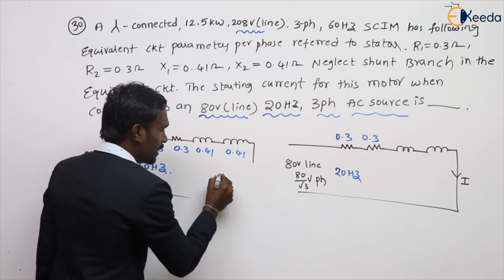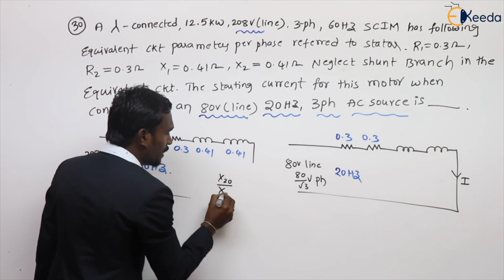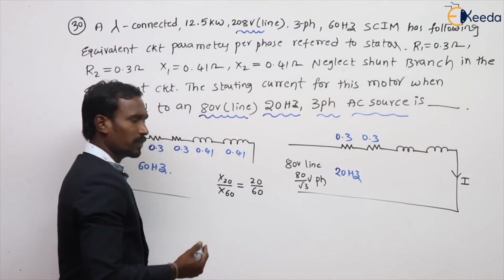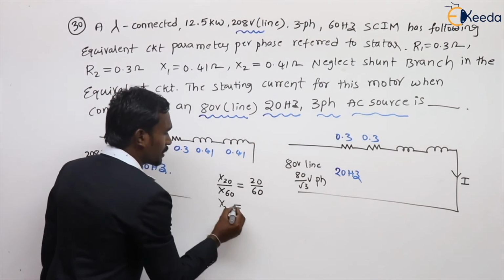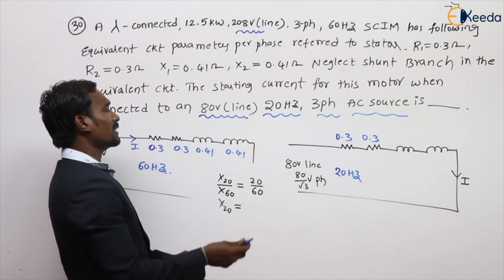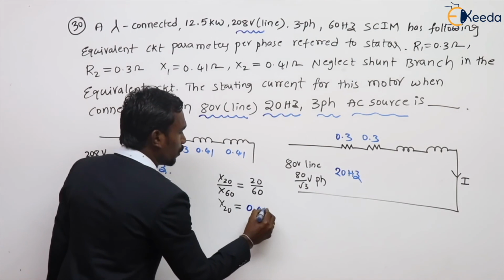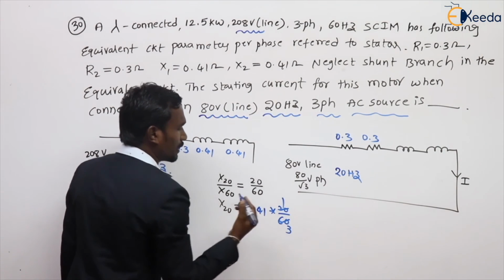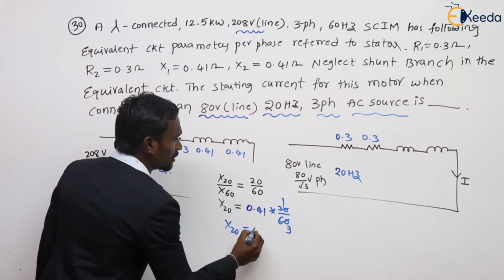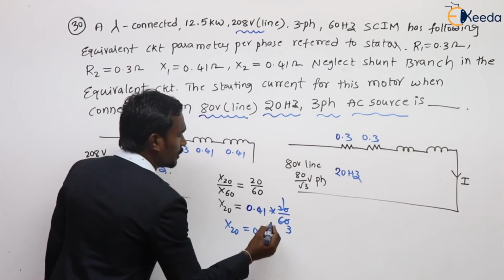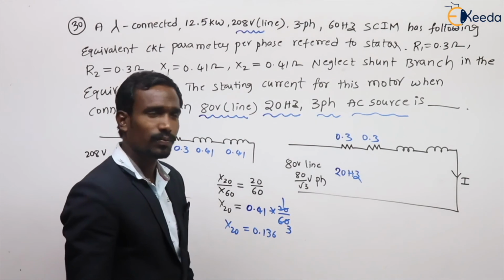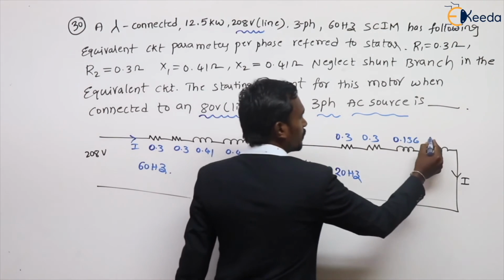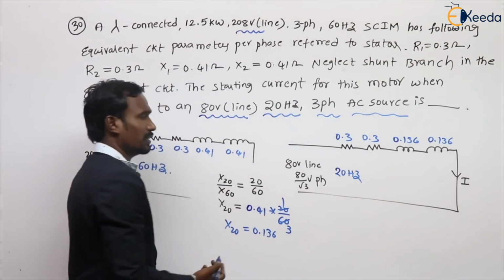Reactance for 20 Hz by reactance for 60 Hz is equal to 20 Hz by 60 Hz. So reactance for 20 Hz is equal to the reactance for 60 Hz, which is 0.41, multiplied by 20 by 60. So reactance for 20 Hz is equal to 0.136. So the reactance here is 0.136, and of course here also the same, 0.136.